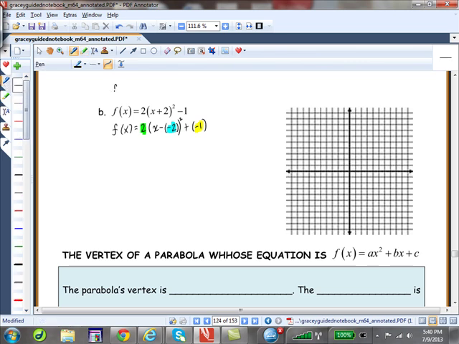And since we're on a new page, I'll write the general form. F of x is equal to a times x minus h, the quantity squared, plus k. So all I did down there is I wrote it so I could match everything up exactly. So first up, we figure out which way it opens, right? So a equals 2, which is greater than 0, so it opens upward.